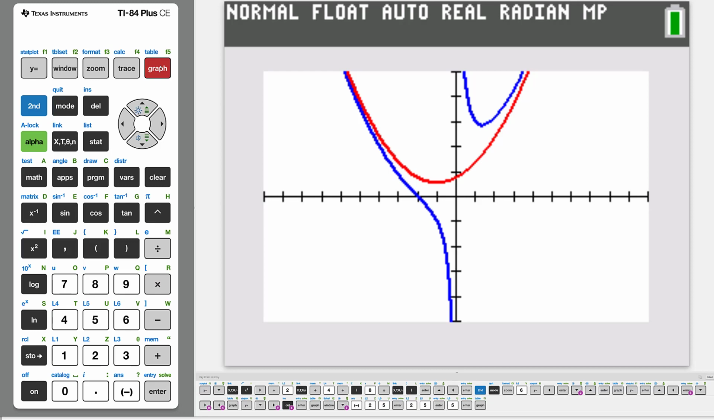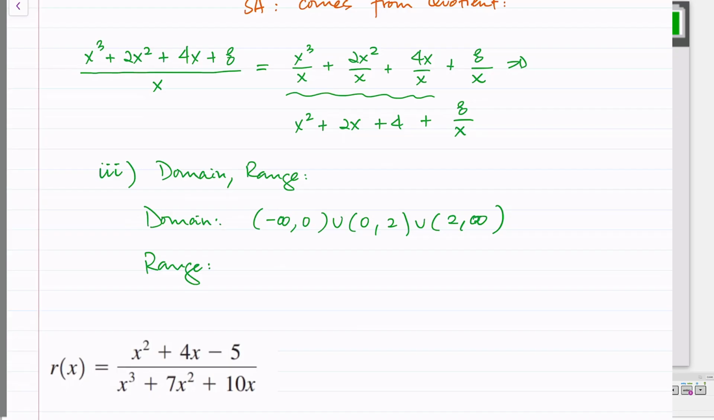And in terms of answering that, let's go back to the iPad here. The range is all real numbers.